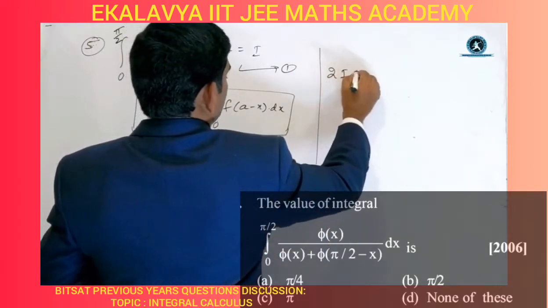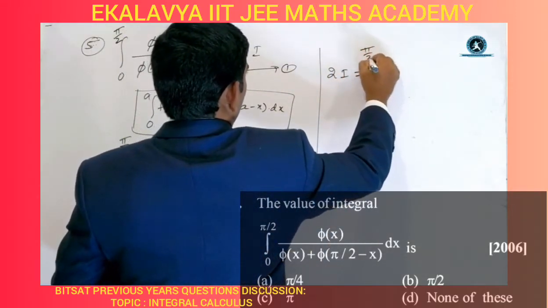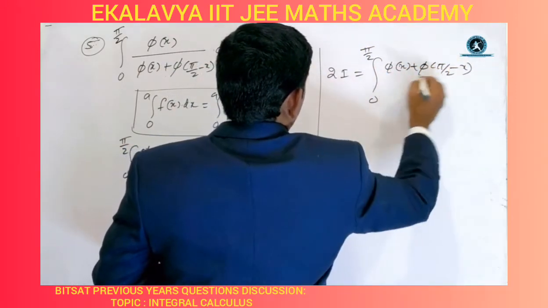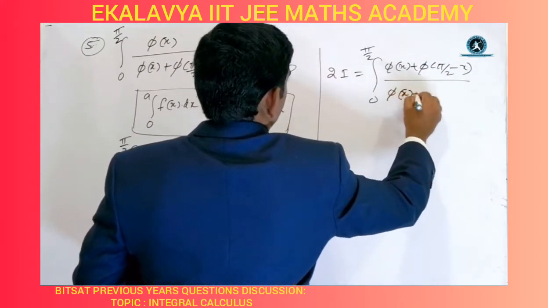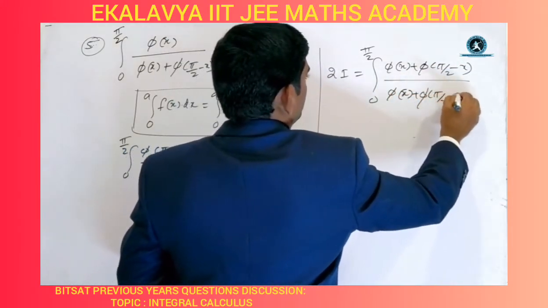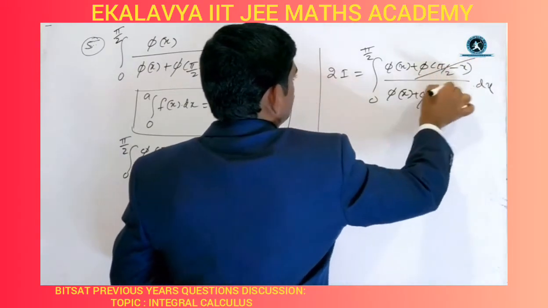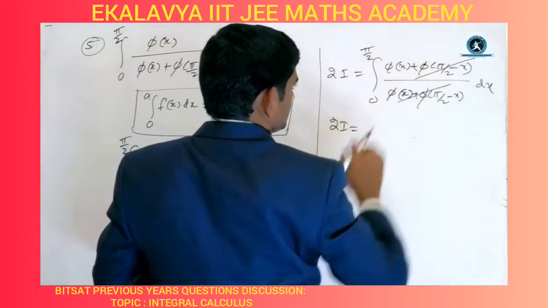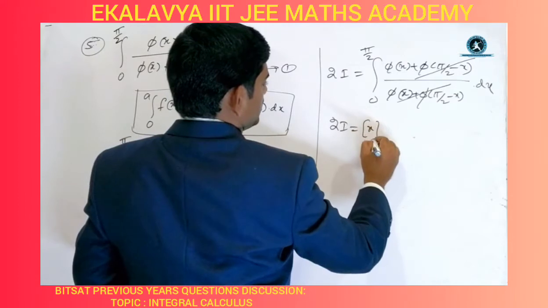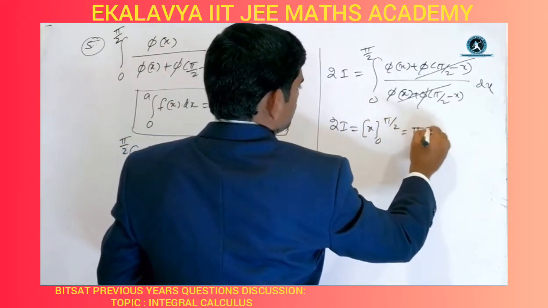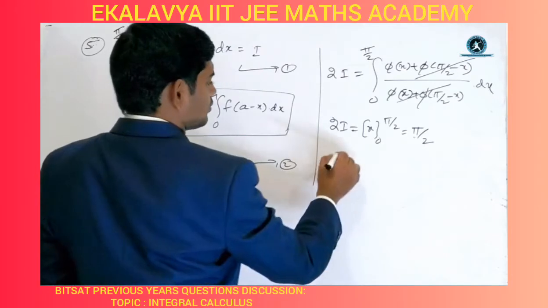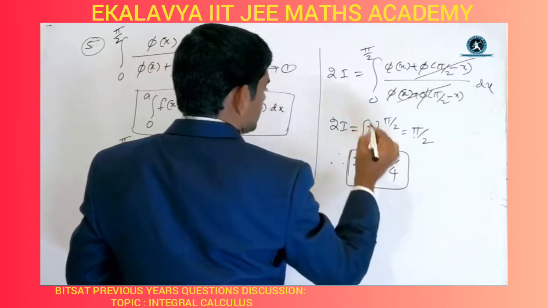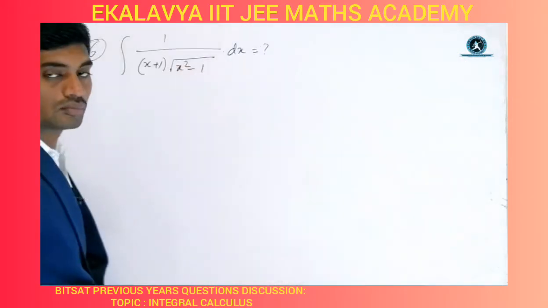Now we get 2I, which is equal to integration of 0 to pi by 2 of f(x) plus f(pi by 2 minus x) upon f(x) plus f(pi by 2 minus x) dx. Now these two terms get cancelled. Then 2I is equal to integration of dx, which is x with the limits 0 to pi by 2. Now if we substitute the limits, we get pi by 2. Therefore I is equal to pi by 4. So the correct answer is pi by 4.